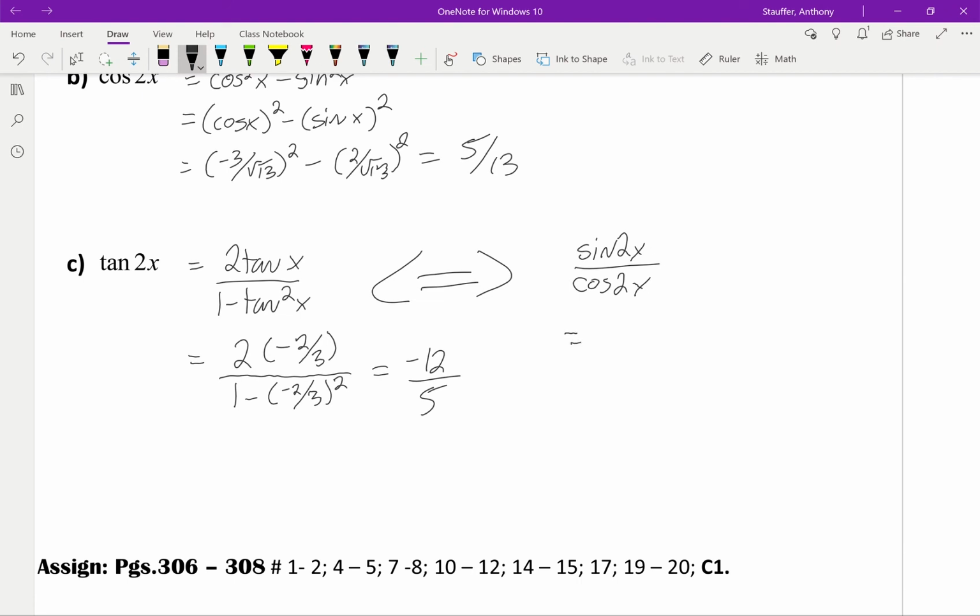That would get us negative 12 over 13 divided by 5 over 13, which again does get me to the negative 12 over 5.